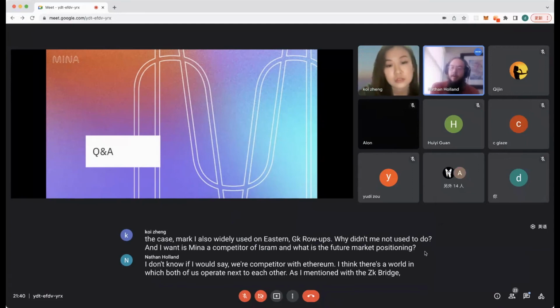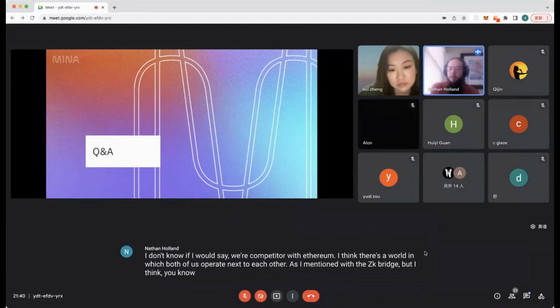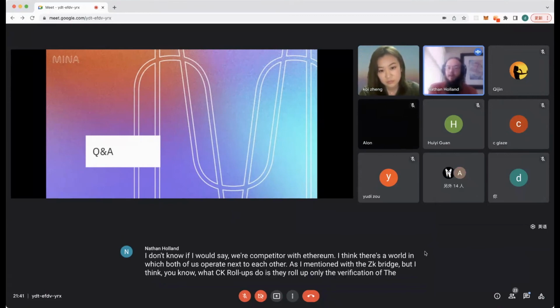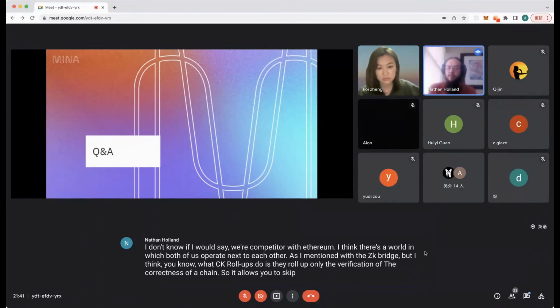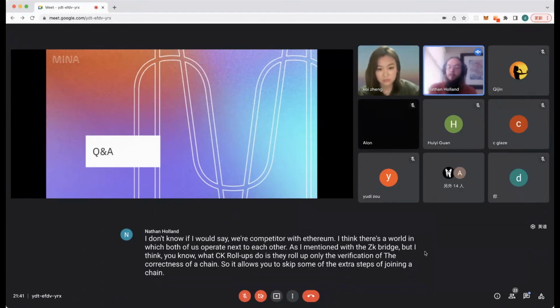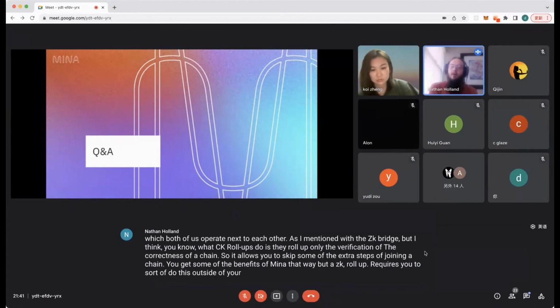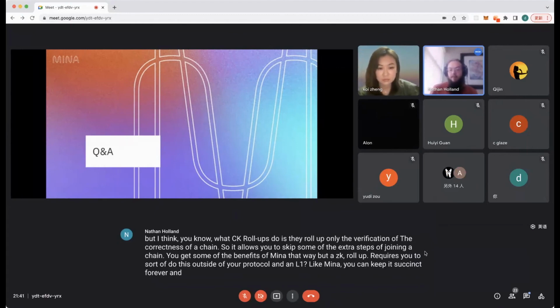But I think what ZK rollups do is they roll up only the verification of the correctness of a chain. So it allows you to skip some of the extra steps of joining a chain. You get some of the benefits of Mina that way. But a ZK rollup requires you to do this outside of your protocol. In an L1 like Mina, you can keep it succinct forever and immediately succinct.